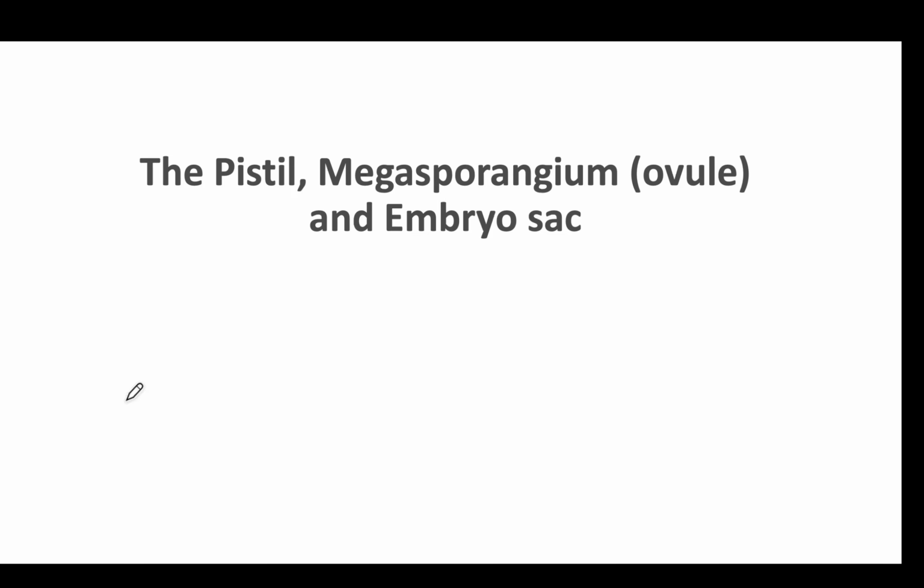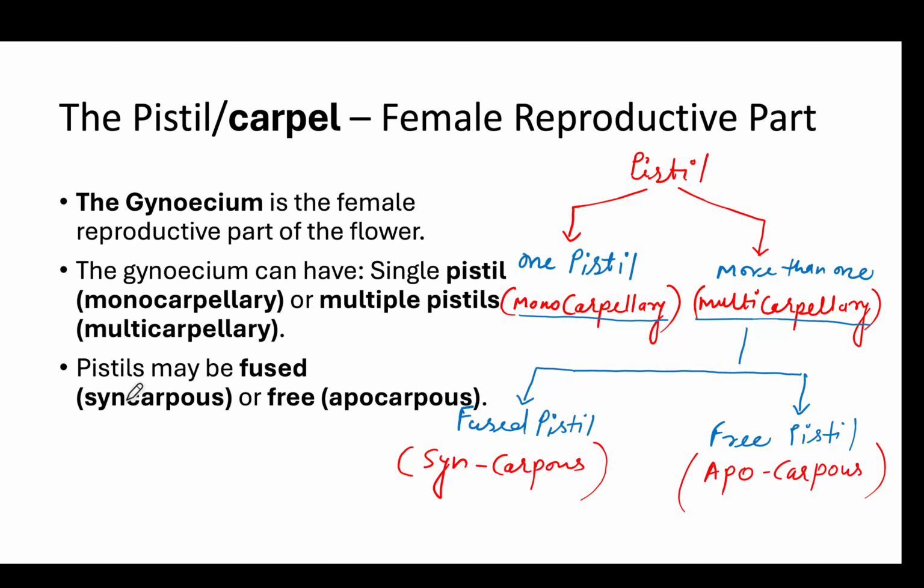Hello everyone, welcome back, and in today's class we will learn about the female reproductive part of a flower. So what exactly is the female reproductive part in a flower? It is the gynoecium that we learned in the previous class as well. So gynoecium is the female reproductive part in the flower.